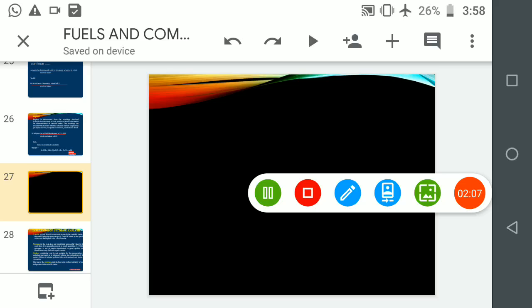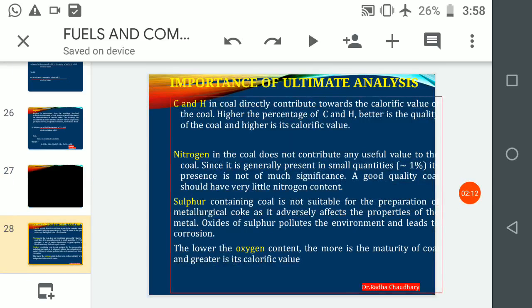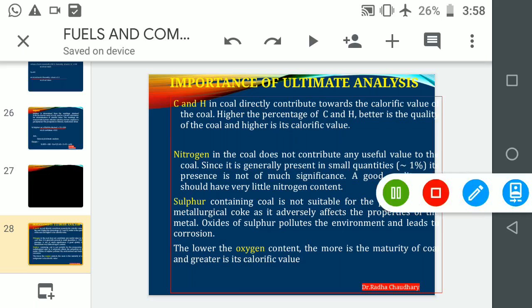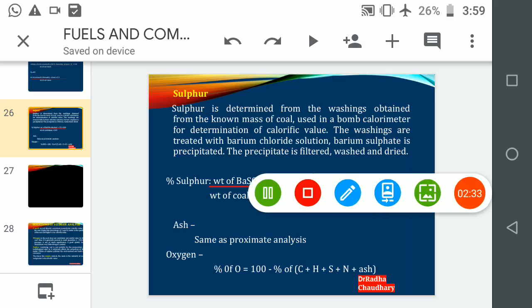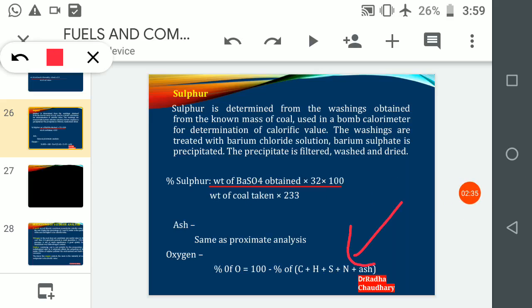Then the ash content is determined as carried out in proximate analysis. Then the oxygen estimation. When the percentage of all other elements and ash present in the sample is calculated, the percentage of oxygen is calculated by difference. You can see in the formula, percentage of oxygen is 100 minus percentage of carbon, hydrogen, sulfur, nitrogen and ash contained.